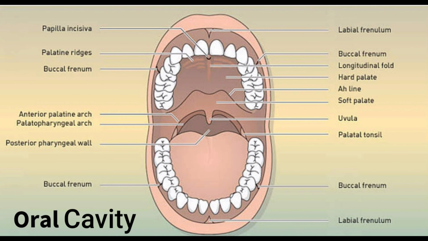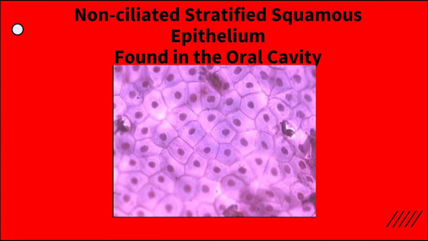Alright, the next part we're going to discuss is the oral cavity. And this is just a general picture of all the different structures that we're going to be discussing in the next coming slides. So I'll give you a few seconds to look it over, and you can pause it and look at it, take notes. The cell structure that is found in the oral cavity is your non-ciliated stratified squamous epithelium, as you can see in the pictures.